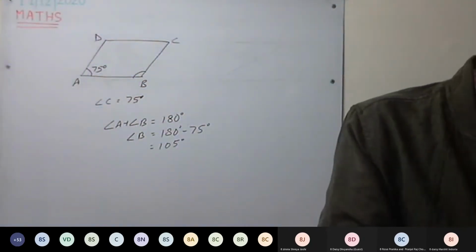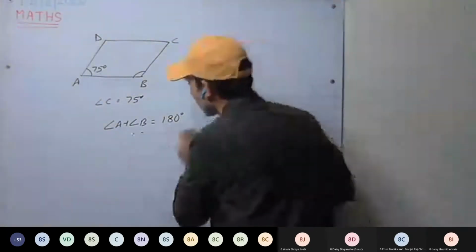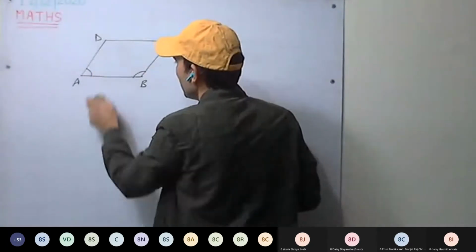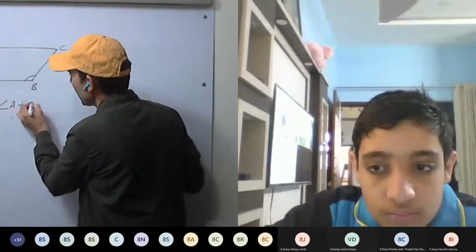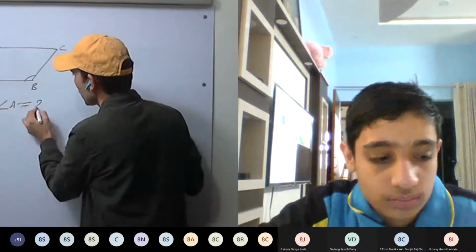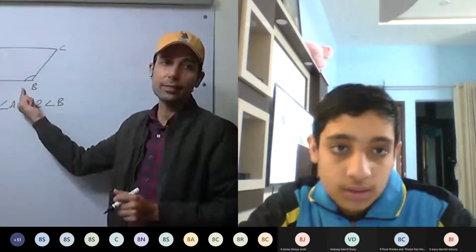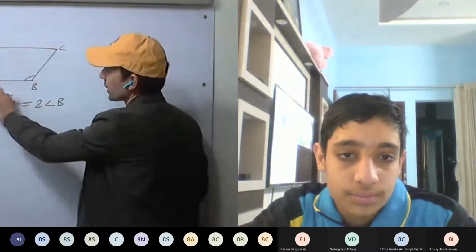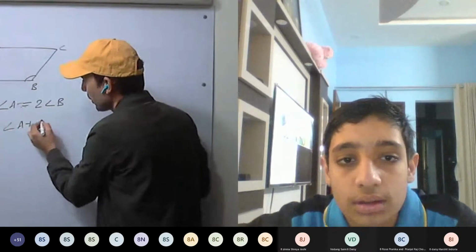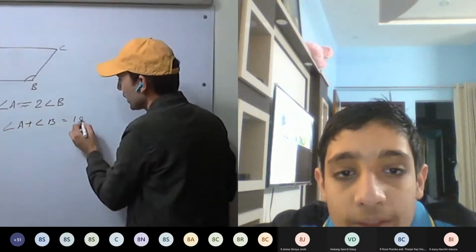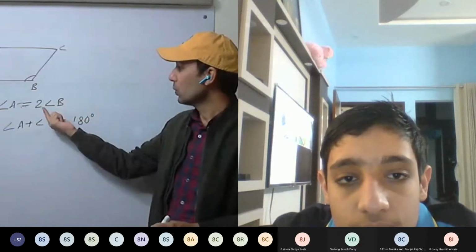Now find the angles of a parallelogram in which angle A equal to twice the angle B. This time one relation is being given, that is angle A equal to twice of angle B. So angle A and angle B, they are adjacent angles. So which property will we be using? Adjacent angles are supplementary. So angle A plus angle B equal to how much? 180 degrees. Now it is being given angle A equal to twice the angle B.